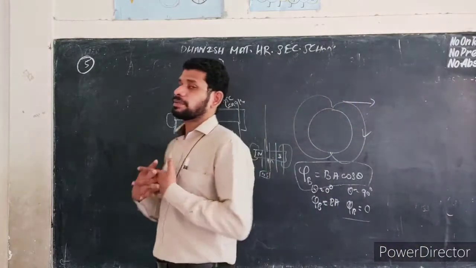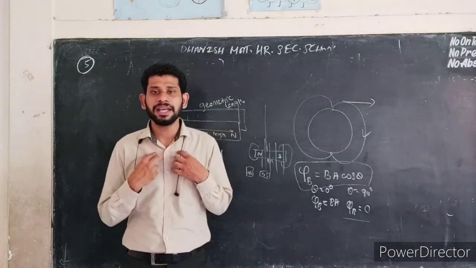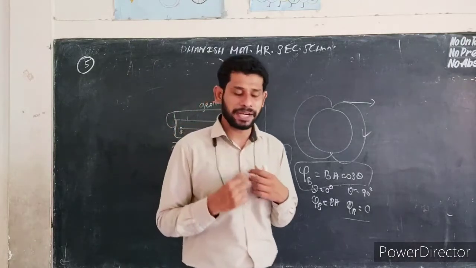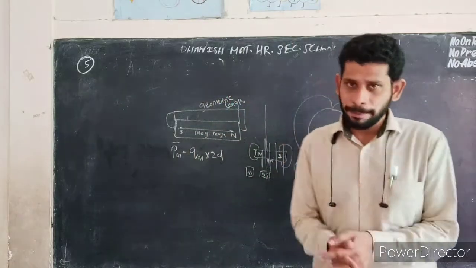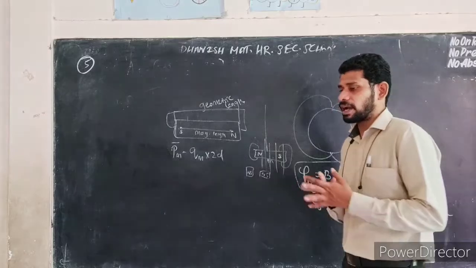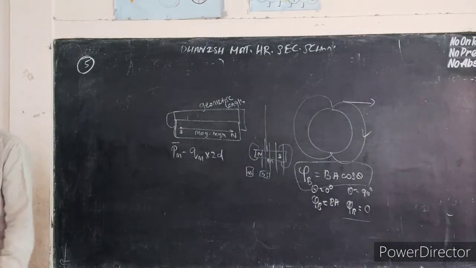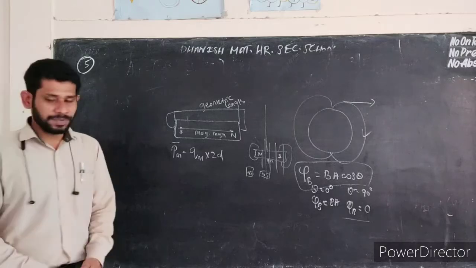If the field lines have the same direction and the same magnitude, it is called a uniform magnetic field. If they have different direction and different magnitude, then it is called a non-uniform magnetic field.